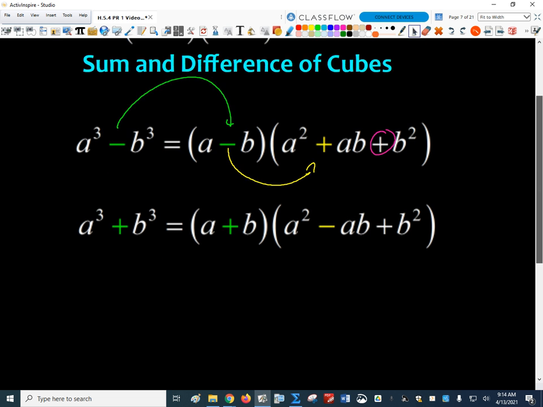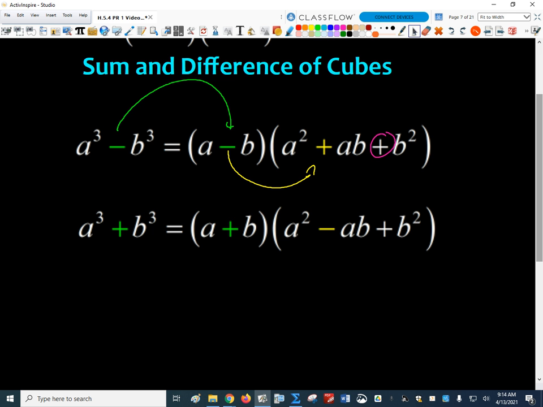Just a quick reminder of how we can memorize these things. Is there a little pattern we can see here? Yeah, there is. If we're doing a difference of cubes or a sum of cubes, they're going to break into a linear factor that has the terms a and b, and an irreducible quadratic factor that's got an a squared, an ab, and a b squared. It's just what are the connecting operations? Are there pluses or minuses in between?